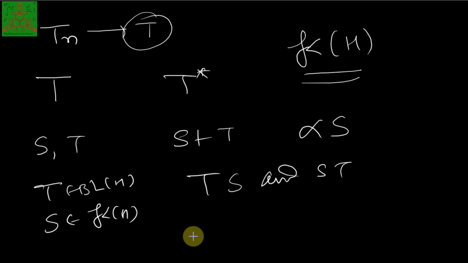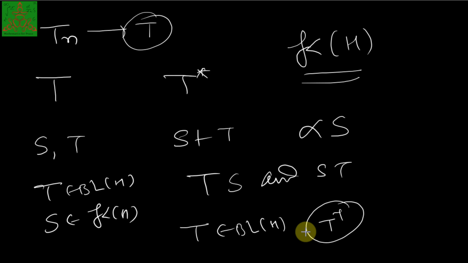Lastly, we have seen that if T is a bounded invertible operator, and you want that T inverse exists, then H should be a finite dimensional space. So if T is a compact operator and you want that T inverse is bounded, then H has to be a finite dimensional space.